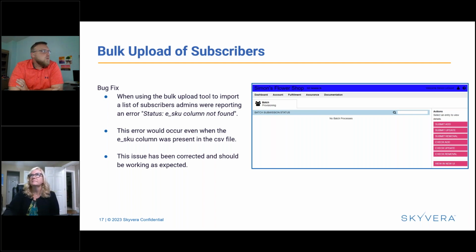Just as a shameless plug, while we're talking about the bulk upload, if you remember earlier in the year, we also added the submit update and submit removal, as well as check update and check removal options here. So this bulk upload feature has expanded this year. If you're not familiar with it, it could save you a bunch of time. Get everything updated in an Excel document or a CSV file, and you can quickly add a bunch of subscribers all in one fell swoop.